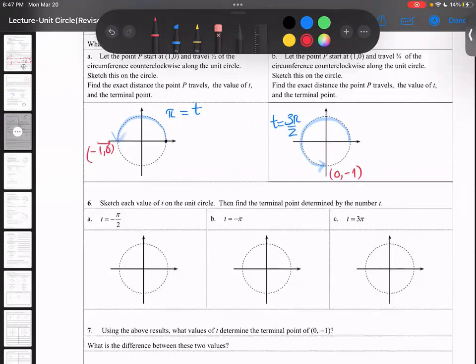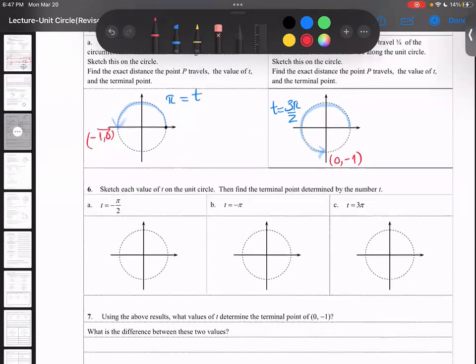Number 6, sketch each value of t on the unit circle, then find the terminal point determined by the number t. Well, t equals negative pi half, because t is negative, that means we travel clockwise, right? Starting at (1, 0). So your starting point is always there on the x-axis. Now you go clockwise because you have a negative arc. Like that. And the point will be (0, -1).